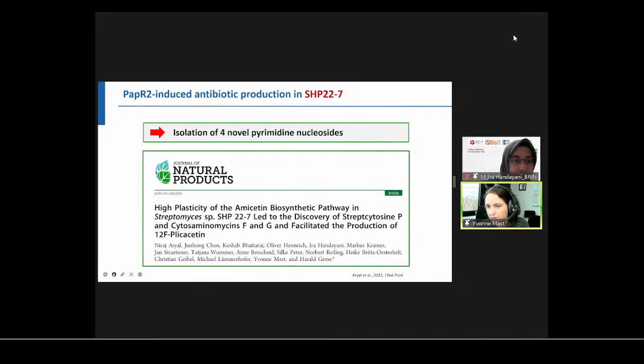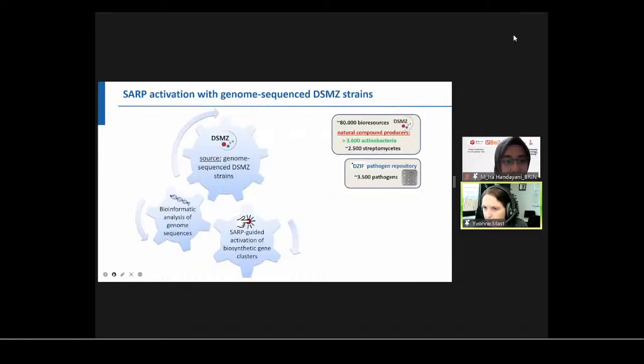I'm really sorry, but the slides are just too slow. So this was just published in the beginning of this year. And now we know that this sub-activation strategy really works out. We are now having a set of different overexpression plasmids. I will skip that, but I hope that will work.